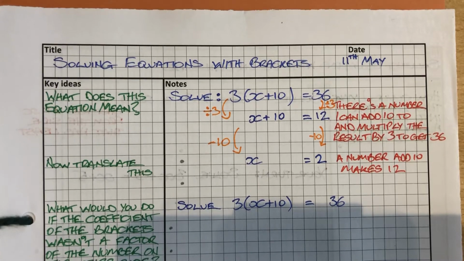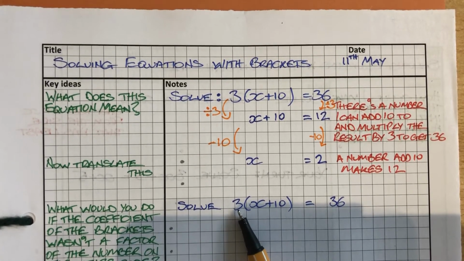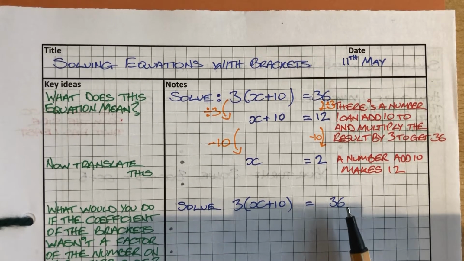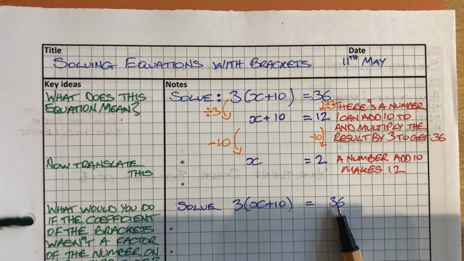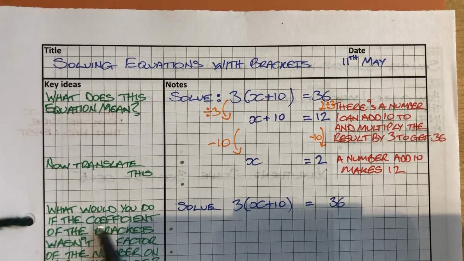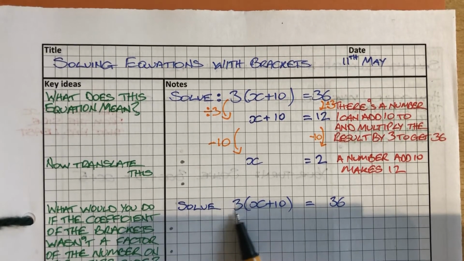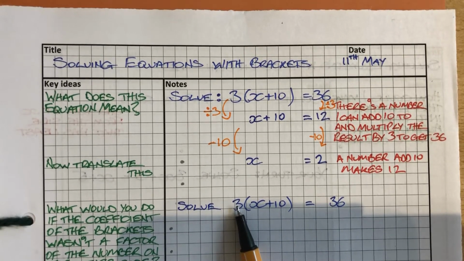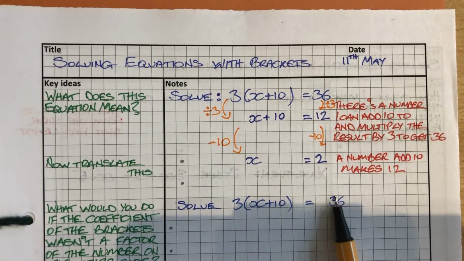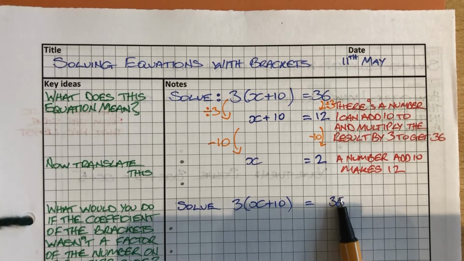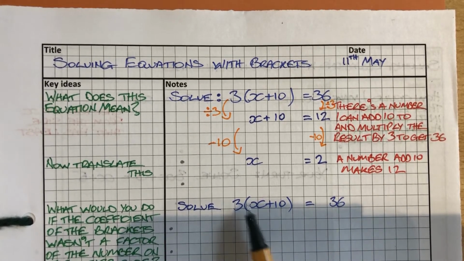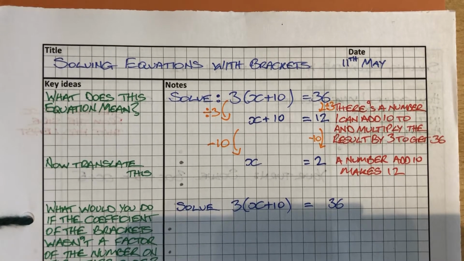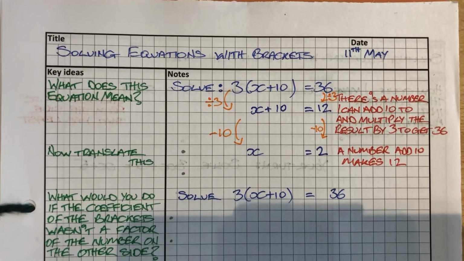Now this is quite nice. It's quite a nice question, this one, because 3 goes into 36. 3 is a factor of 36. All right. What if the coefficient of the bracket, the number in front of the brackets that's multiplying them, 3, what if it isn't a factor of 36, the number on the other side? What if 36 is not in the 3 times table? All right, well, I've got another approach.